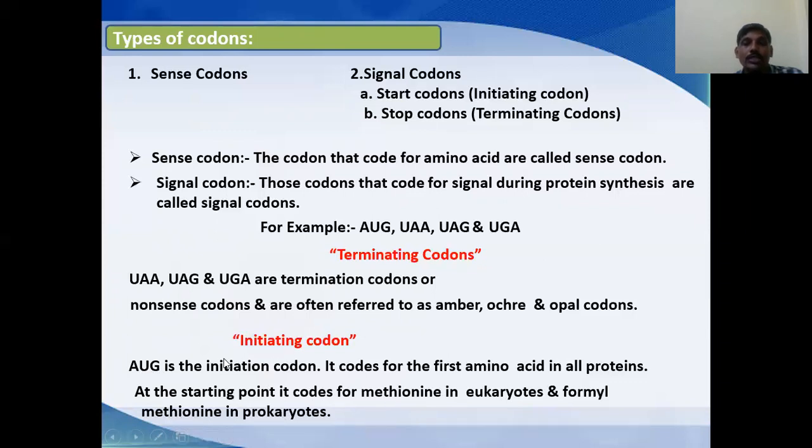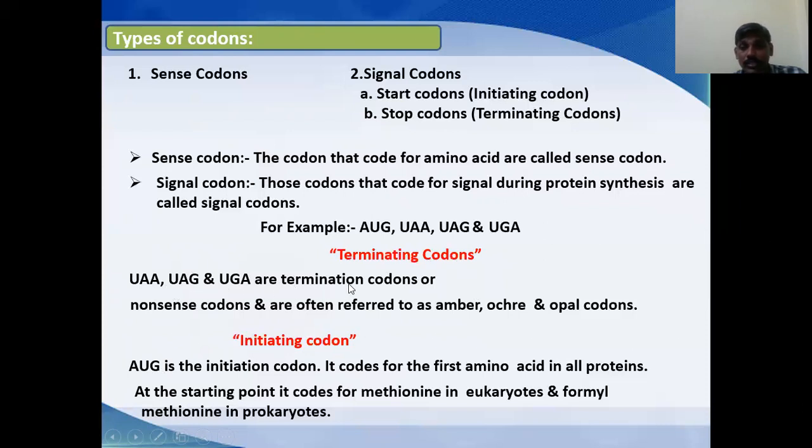So this is the initiating codon. Only one codon is there, that is AUG. But terminating codons are there. They are also called nonsense codons, because they have no meaning. They are unable to recognize any type of amino acid. UAA, UAG, and UGA are called terminating codons or nonsense codons.